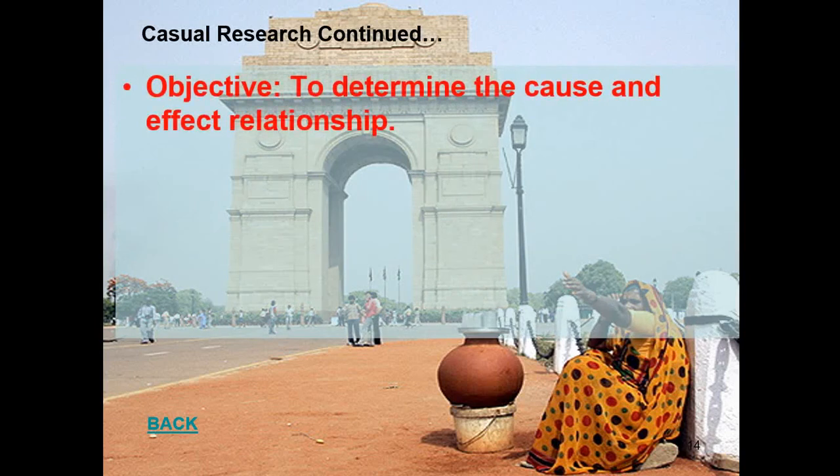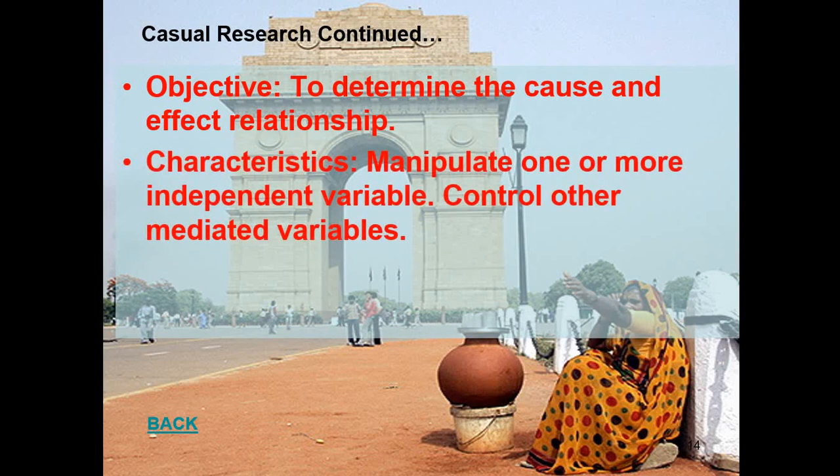Now, let us look at the highlights of causal research. The objective of this particular research is to establish a relationship between a cause and effect. It is how the independent variables can control other mediating variables. So what happens here, we study a particular independent variable, how it influences a given dependent variable, or a group of independent variables, how they are influencing a particular dependent variable. However, there will be many variables in between the two, which we call mediating variables. Now, these variables should be under control. That means these variables might not be allowed to change so much that they can influence the dependent variable. Now, this is a difficult proposition, definitely.